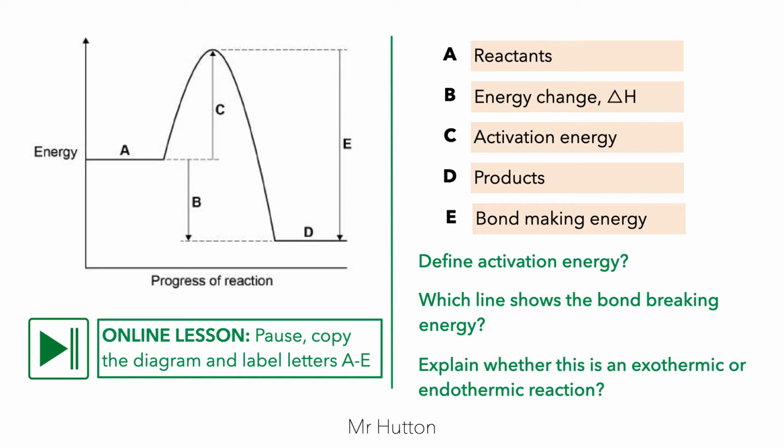Explain whether this is an exothermic or endothermic reaction. Right, with an explanation, we need to give scientific reasons why. So we need to say whether it's exothermic or endothermic, and then because. So this example is exothermic because our products have less energy than the reactants. You can see that the products D are at a lower energy level than our reactants A. So that would be your explanation.